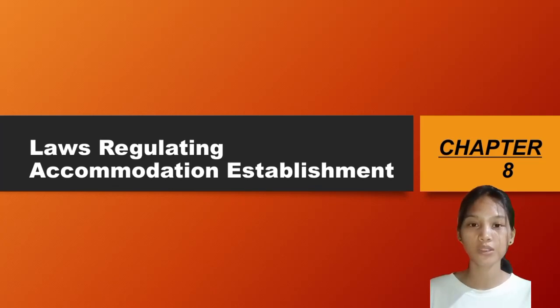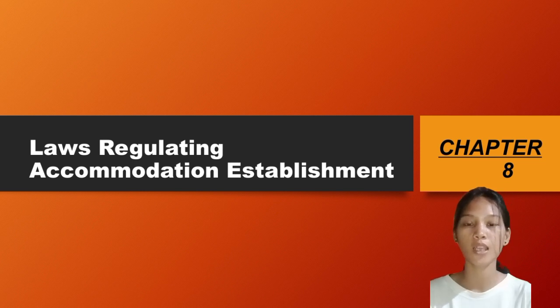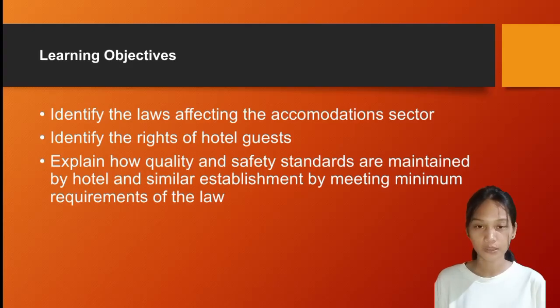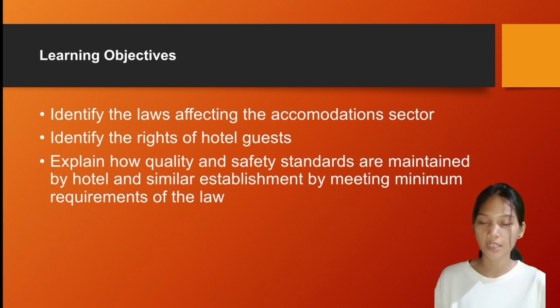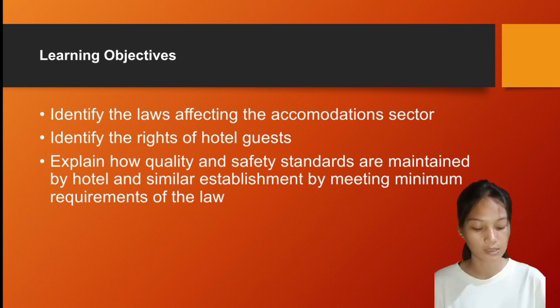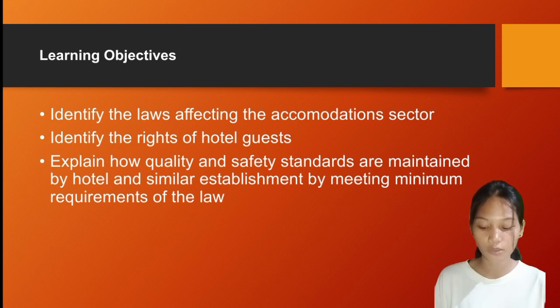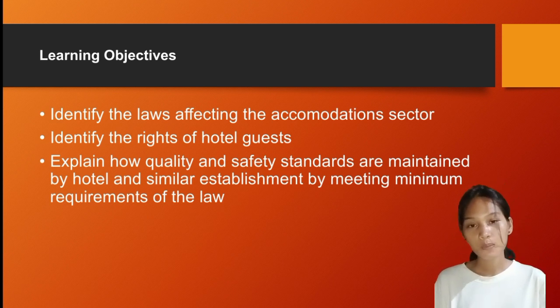Everyone. Today I want to introduce our topic for today, which is Chapter 8 of the book Philippine Tourism Law, titled Laws Regulating Accommodation Establishment. Let's talk about the relevant controls. Firstly, identify the laws affecting the accommodation sector. Second, identify the rights of hotel guests. And lastly, explain how quality and safety standards are maintained by hotels and similar establishments by meeting minimum requirements of the law.